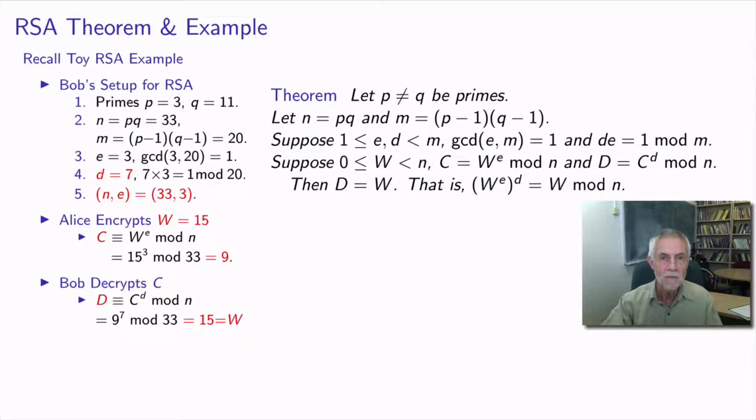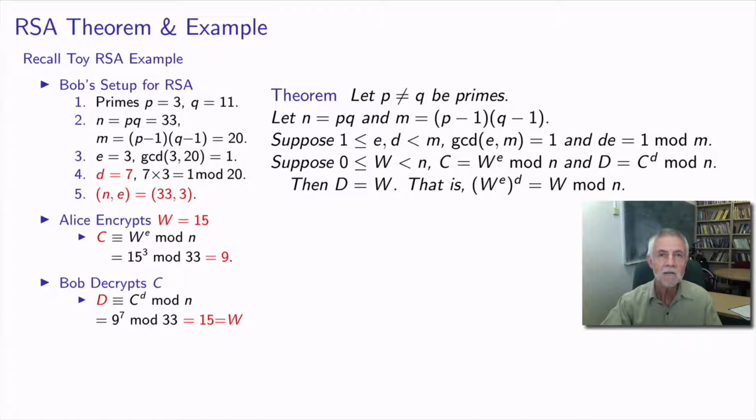The RSA theorem is the justification for the RSA process. Informally, it says that if somebody uses Bob's public key to encrypt a private number for Bob, and remember a private number is just the translation of a private message, and if Bob then uses his private key to decrypt the encrypted number, he will end up with the original message, or more precisely, the original private number.